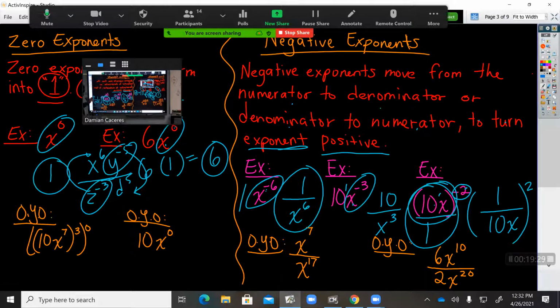And now you can multiply all the exponents by positive 2. You with me? Which gives you the same answer as before: 1 over 100 x to the second.